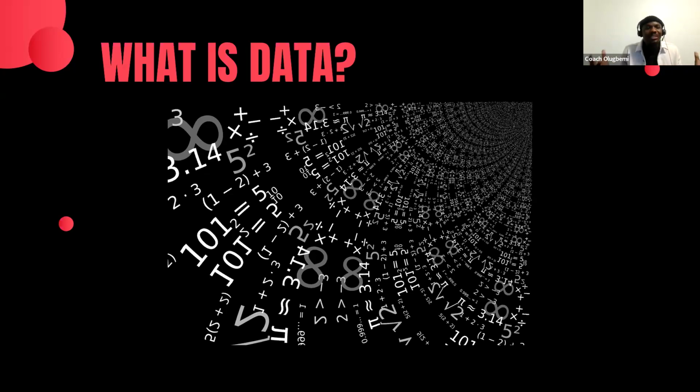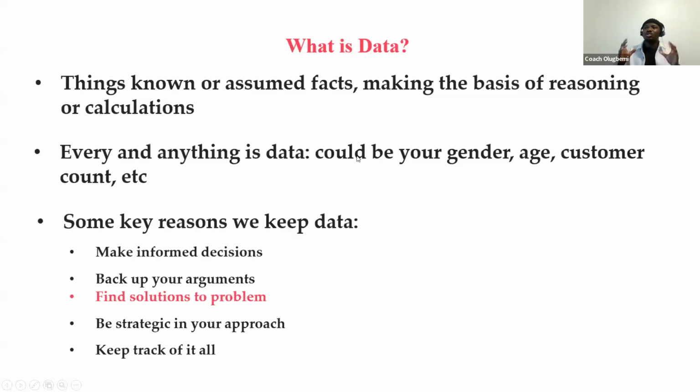That's data. So in summary, data is anything, is everything. I'm just going to quickly show us the definition here. Things known or assumed facts, making the basis for reasoning or calculation. That's data. You see billboard adverts, it's data. Anything is data. Everything and anything is data. Okay. And why do we keep data?